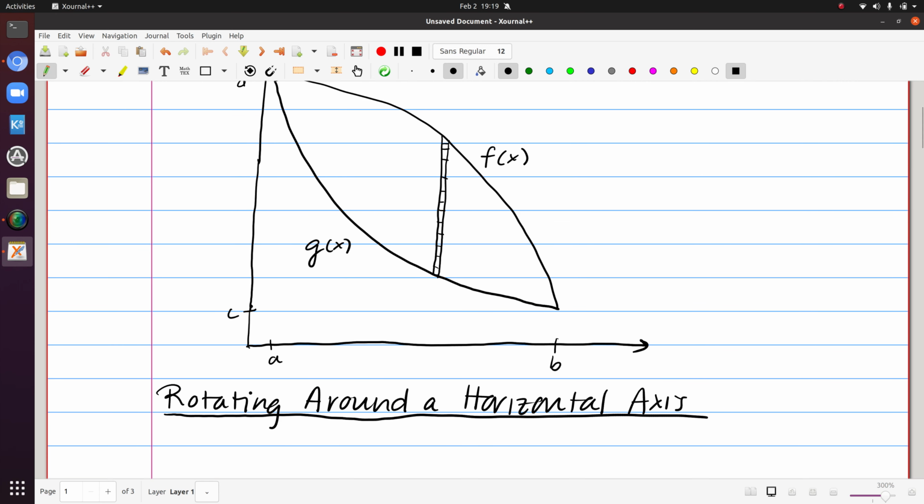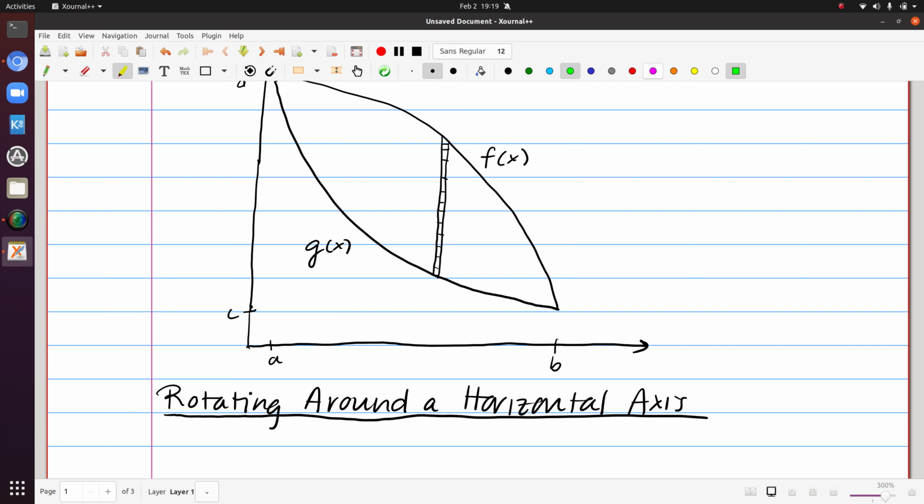The difference here is that when you rotate this strip about the x-axis, notice that you're going to get a big hole. Can we see this gap here? So when you rotate this around the x-axis, we're going to get what we like to call a washer, something with a hole in the middle of it. Think about a donut type shape.